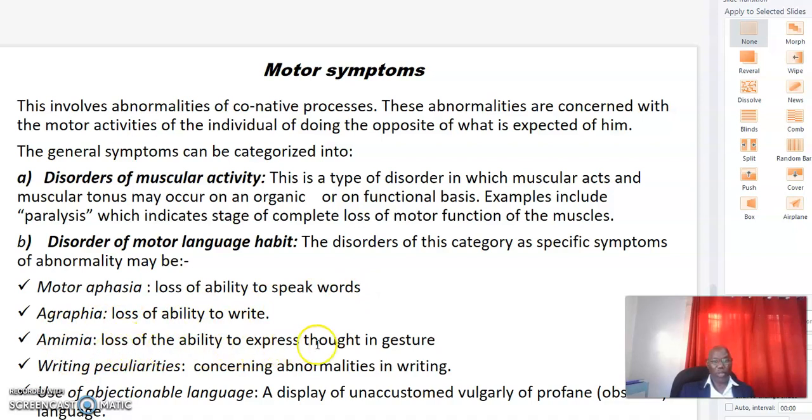Amimia, loss of the ability to express thought in gestures. Writing peculiarities, which concern abnormalities in writing. And finally, the use of objectionable language, which is a display of an accustomed faculty of profane, obscene language.